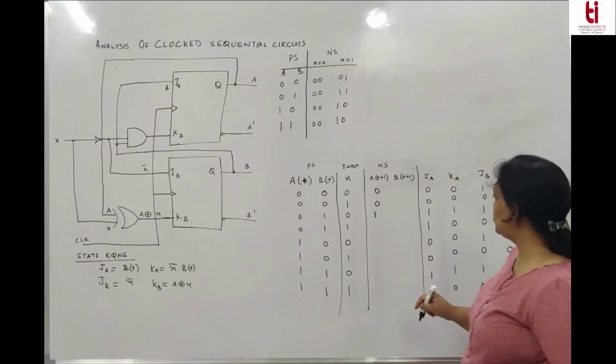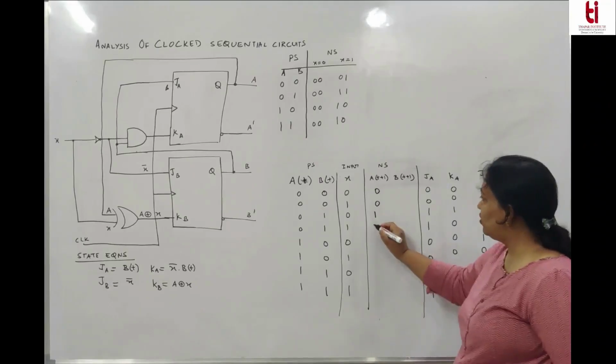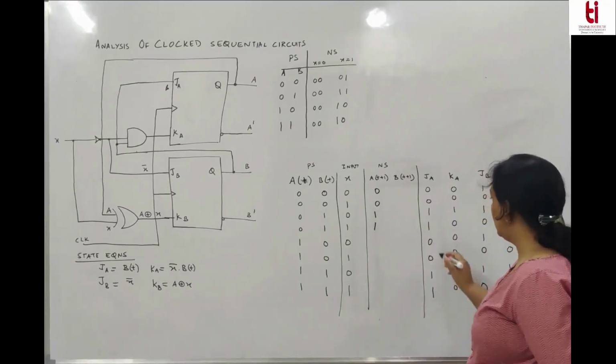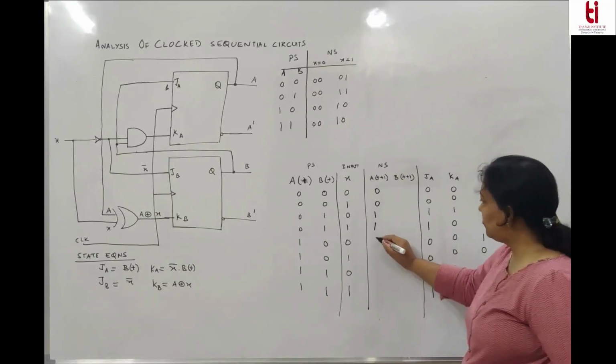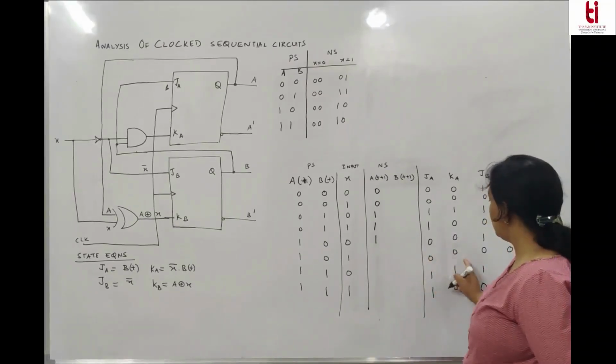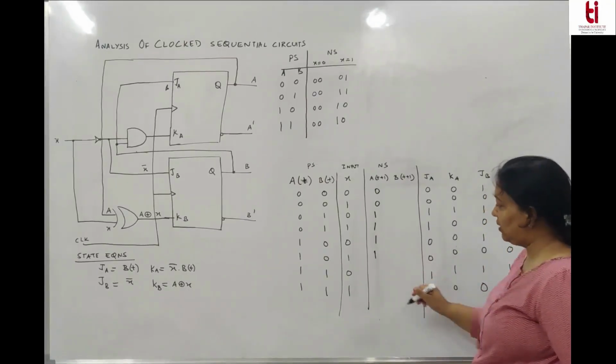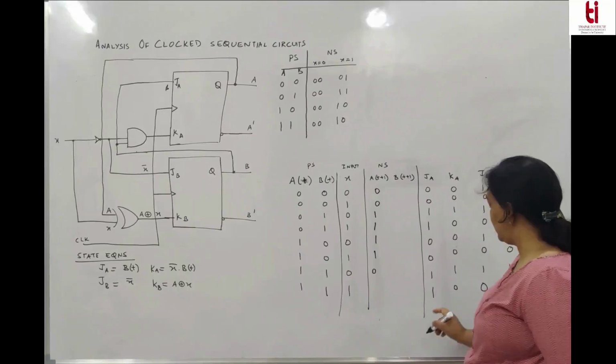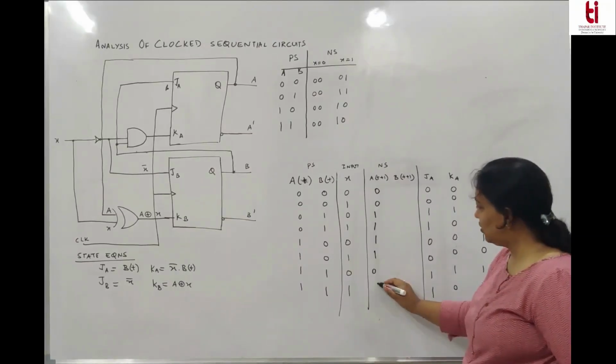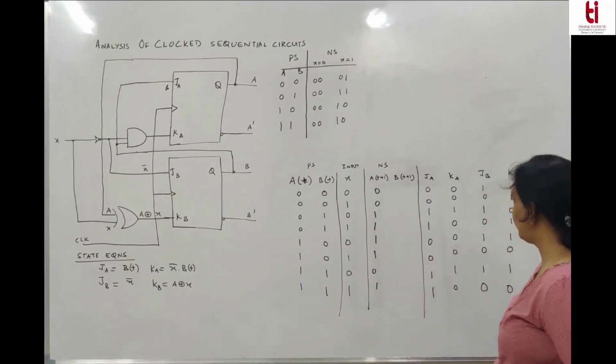J is 1, K is 0, so it is going to be set. Previous value jo marzi ho. Both are 0, 0, that means it remains unchanged. It is 1, 1, that means it is going to complement. And this is 1, 0, that means it is going to be set.